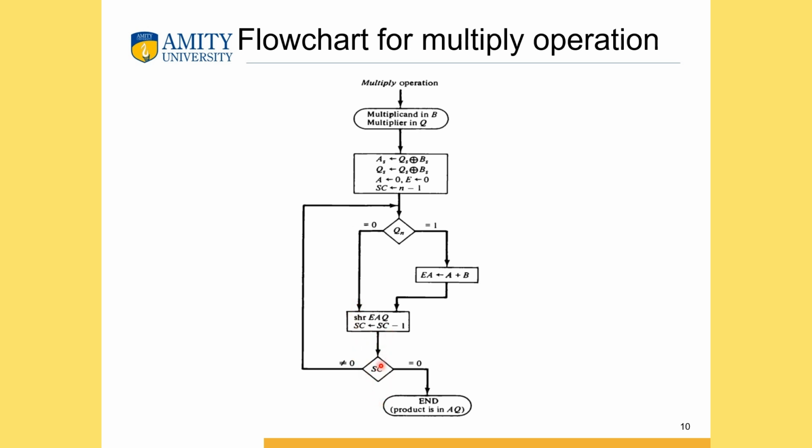And once sequence counter becomes 0, this is the end, and the product is final. The final answer will be AQ. So the values of A and Q written together will give us the final product.